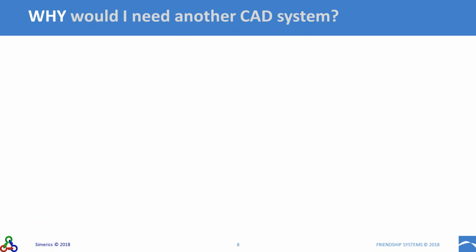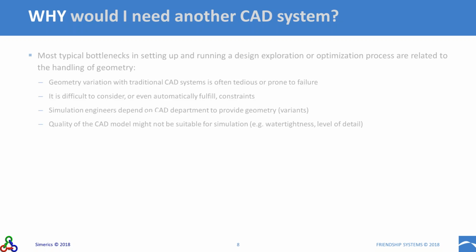The second question: I mentioned that a very important part of CAESES is our specialized CAD kernel, or CAD part. So why would you need another CAD system? Many of you probably have a CAD system in-house. From our experience, most of the bottlenecks that people encounter when they are setting up or running an optimization or design exploration process are in fact related to the handling of the geometry.